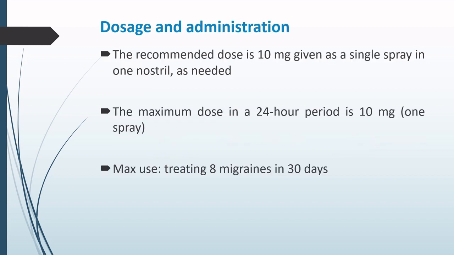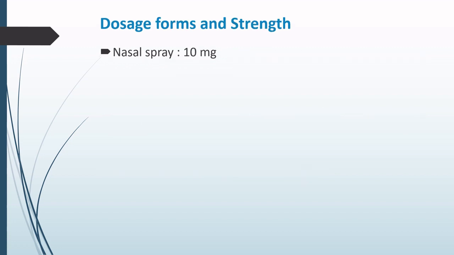The recommended dose for this drug is 10 mg, which is given as a single spray in one nostril as needed. The maximum dose within a 24-hour period is also 10 mg or one spray of this drug. The maximum use of this drug is for treating 8 migraine headaches in 30 days. Now the safety of this drug beyond treating 8 migraines in 30 days has not yet been established. This drug is available as a nasal spray with one spray emitting 10 mg of the drug.